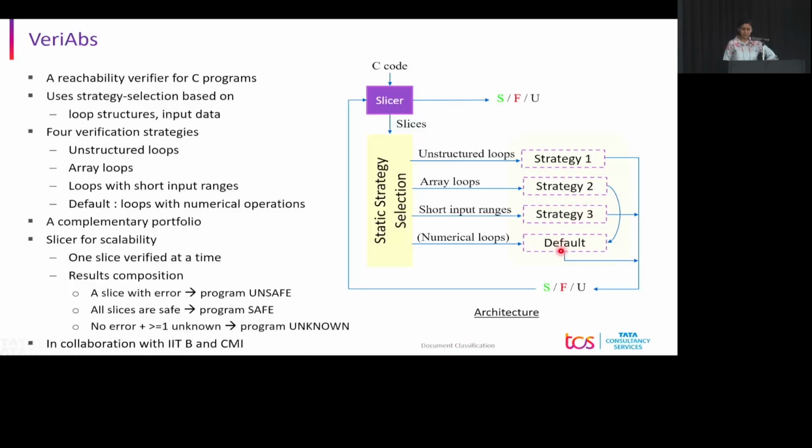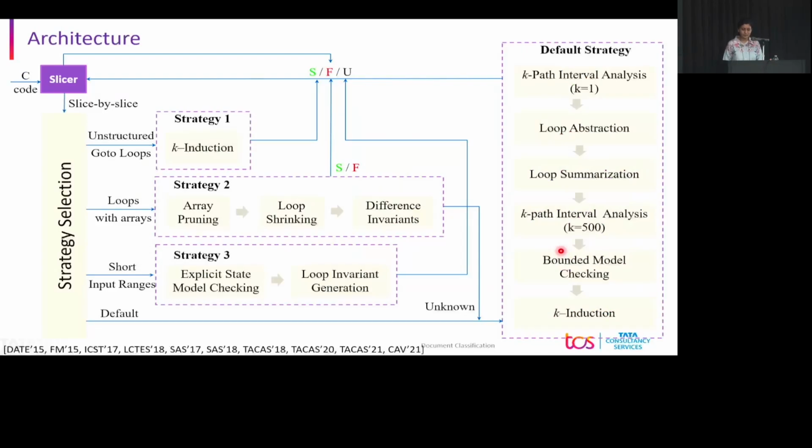This is the overall architecture of VeriAbs. Now we are going to go into the details of the VeriAbs architecture. So this is the detailed architecture of VeriAbs. There is a slicer which slices the C code. Then each slice, one by one, goes to the strategy selection module.